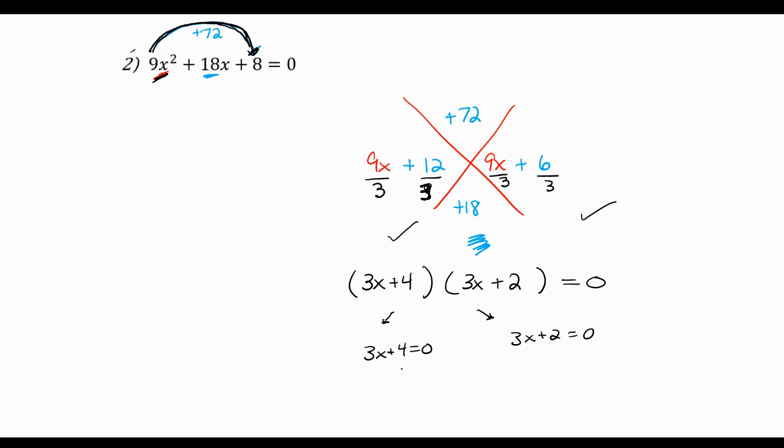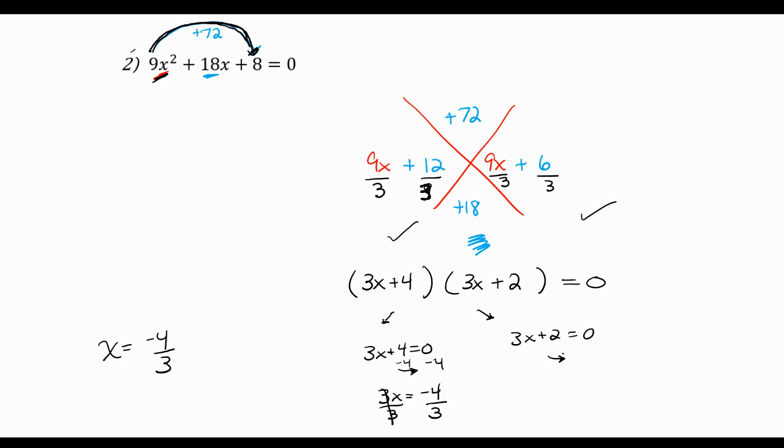So set each factor equal to 0. You're going to pop that 4 over, so I need to subtract 4 from both sides. We're going to divide by 3. And here's our first answer, negative 4/3.